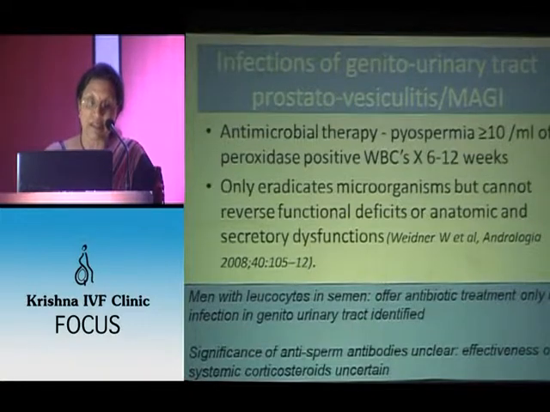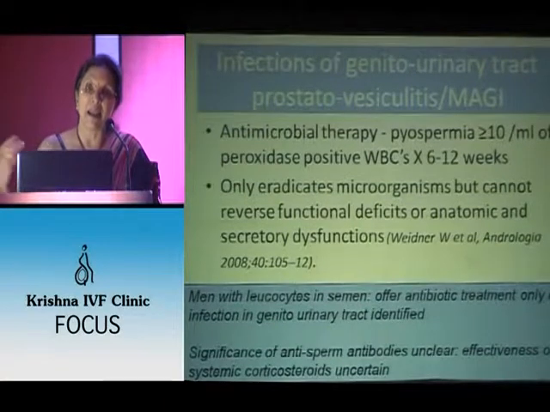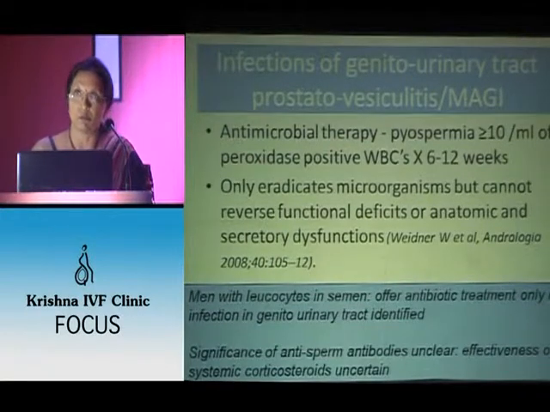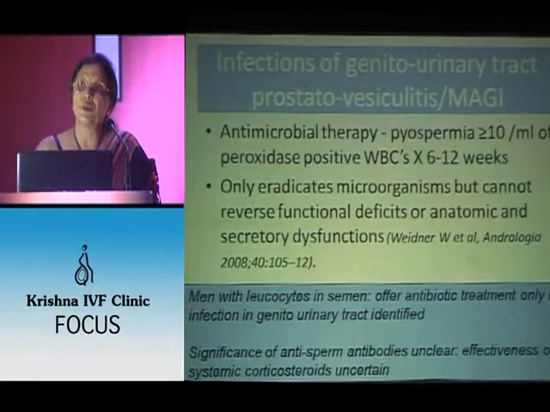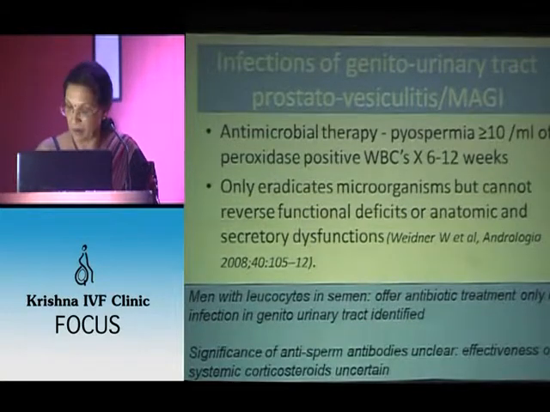We have to make sure that if we have men with leukocytes in semen, we offer antibiotic treatment only if infection in the genitourinary tract is identified, either by a culture of the urine or semen, or by examining the male and finding inflammatory tenderness in one of the accessory glands or the testes. And another thing is anti-sperm antibodies. We do not treat them with corticosteroids anymore because it's very unclear whether these really help, and corticosteroids are double-edged weapons which could harm a man more than really helping.